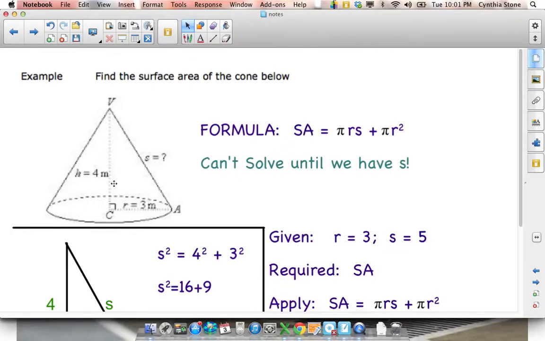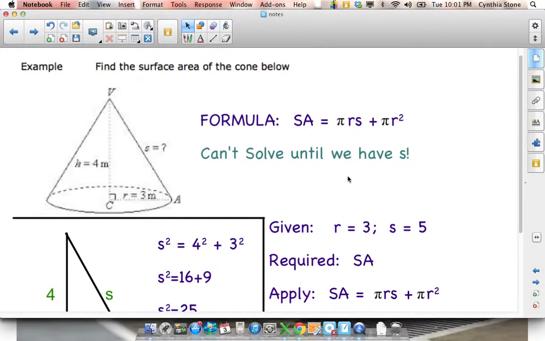Okay, find the surface area of this cone. And that's really just applying this formula. Here's the problem. We have h, that's great, but we don't have s. We can't do anything without s. So this formula for surface area has s in it. And this is a very typical thing that you see with these problems, it makes you do the problem in 2 steps. So the first step is to find s, the second step is to apply this formula.